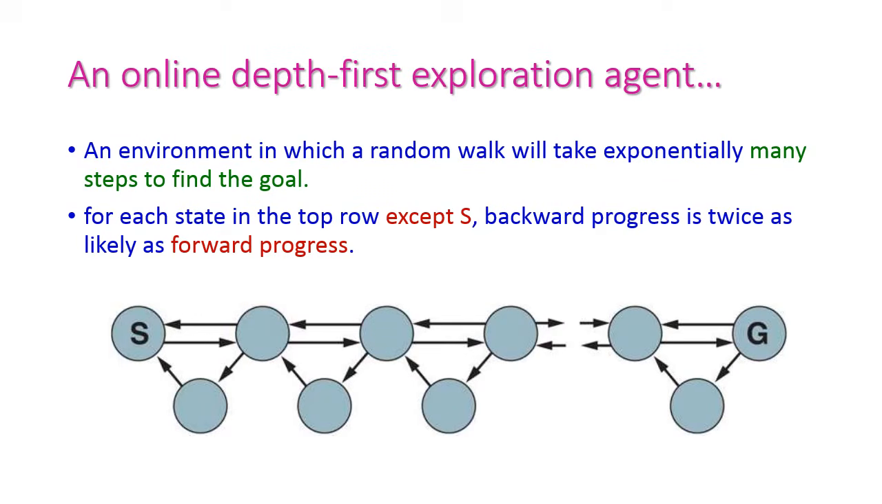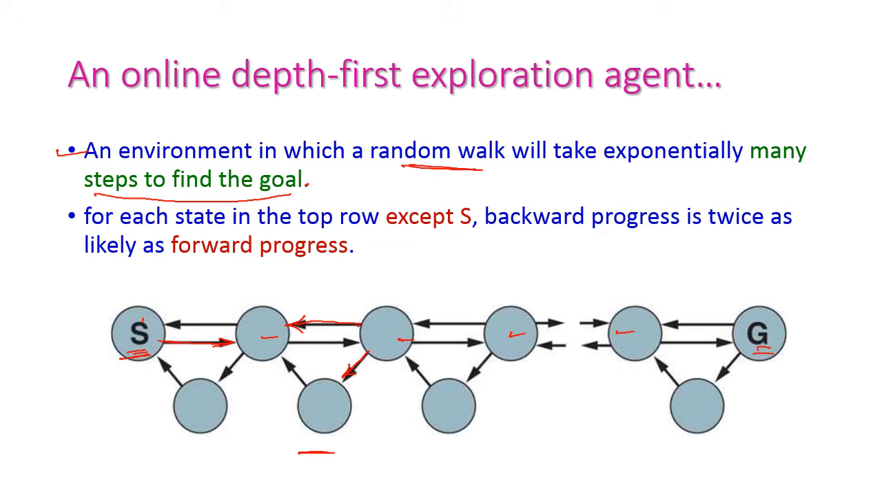Okay, in this online depth first exploration, the environment in which a random walk will take exponentially many steps to find the goal. Let us take this diagram here. The starting node is S and the goal node is G. From the starting node, it will take the forward step. There is no backward step at the state S. But all the other nodes in this top row have two backward steps. From here, one backward step is here, another backward step is here.